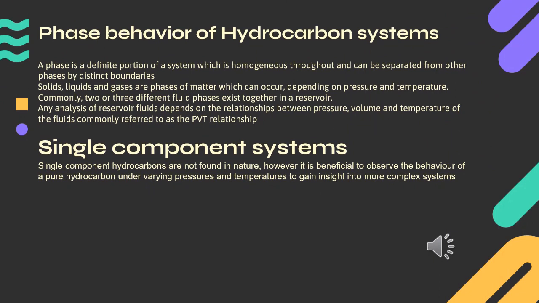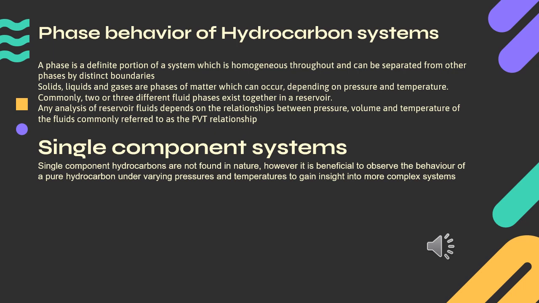Phase behavior of hydrocarbon systems. A phase is a definite portion of a system which is homogeneous throughout and can be separated from other phases by distinct boundaries. Solids, liquids, and gases are phases of matter which can occur, depending on pressure and temperature. Commonly, two or three different fluid phases exist together in a reservoir.